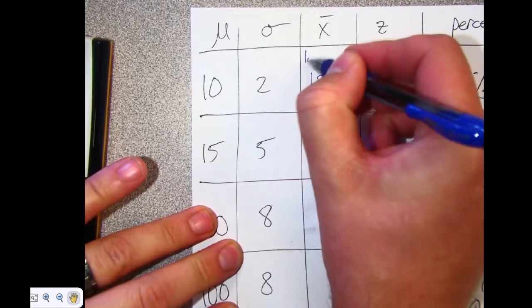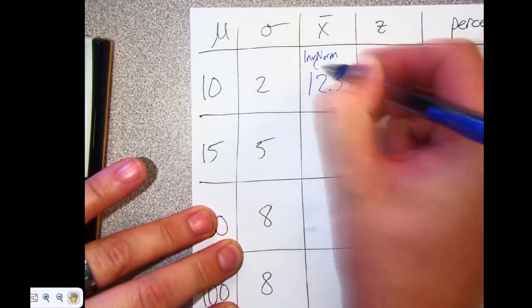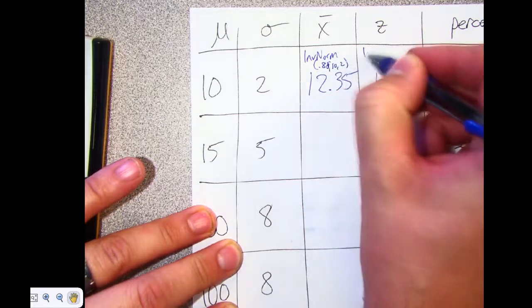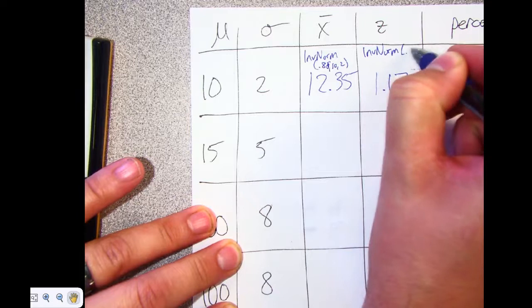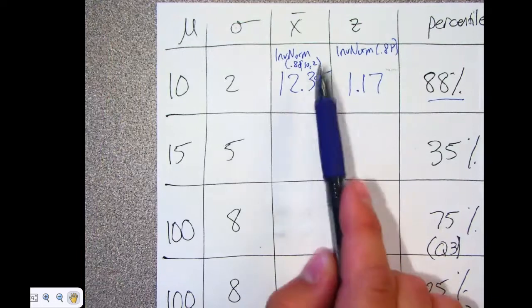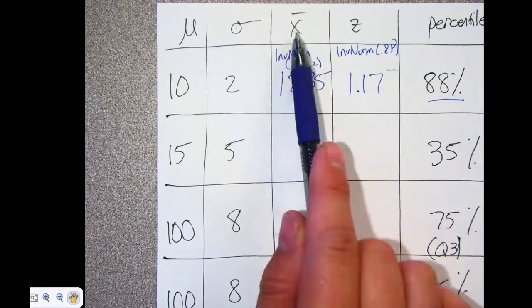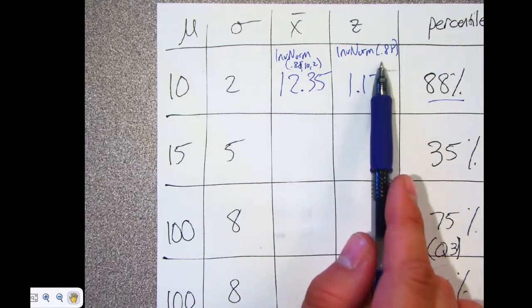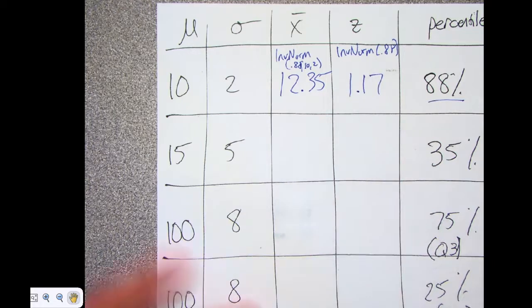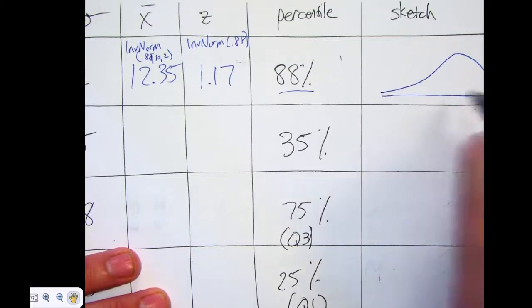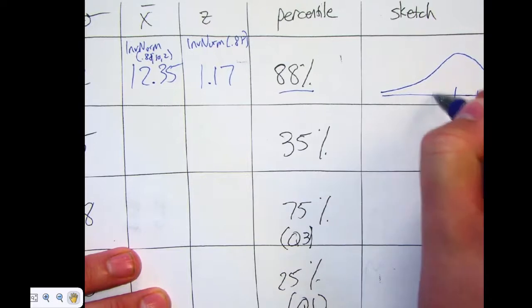So for this one, I did inverse norm 0.88, comma 10, comma 2. This one I just did inverse norm 0.88. Because here I wanted to tell the calculator the mean and the standard deviation so it could give me the data point. Here I was just like, I just want the z-score, so I don't care what the mean and the standard deviation actually are. A large part of this class is, like I've told you before, becoming BFFs with your calculator.